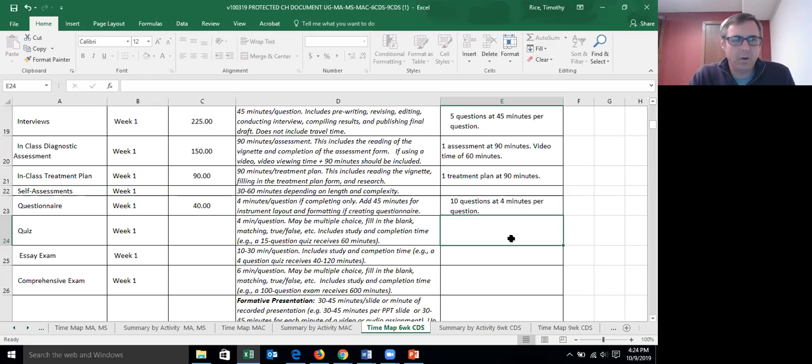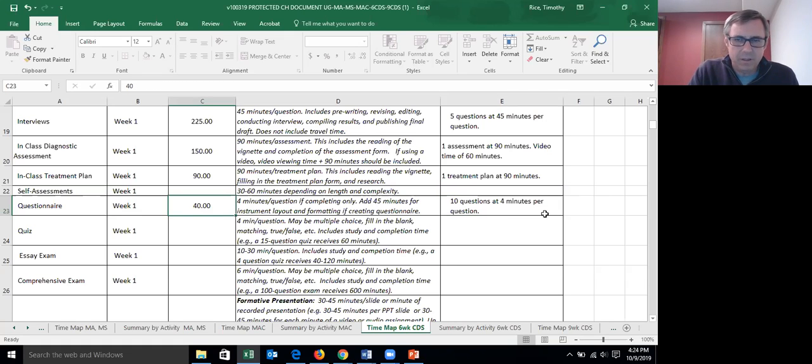The next one would be a questionnaire. And again, this is if you're completing a questionnaire or a student is completing a questionnaire for the assignment. And then you can add 45 minutes for instrument layout and formatting if you're creating a questionnaire. So let's just look at it from this perspective. If I have the example here of the student completing it, so they have 10 questions to complete the questionnaire, and I gave them 4 minutes as it states here in the directions, so 40 minutes.